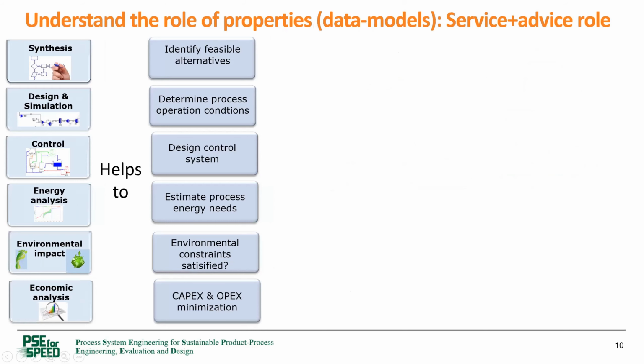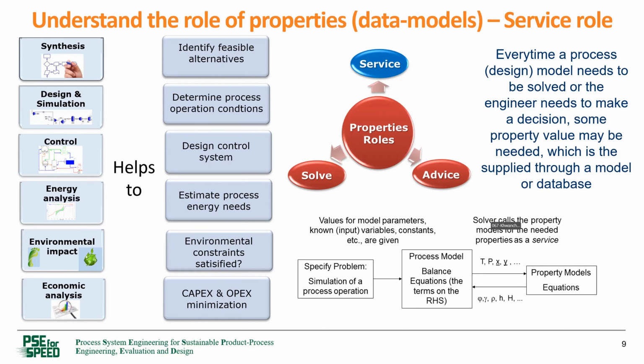We just describe what is our problem in terms of which compounds we have, what is the temperature, pressure, composition. We go from the simulation model to the property model, giving this information, and we get back the properties we want. So that's the typical service role. But properties actually can play more important roles, as we will see now.